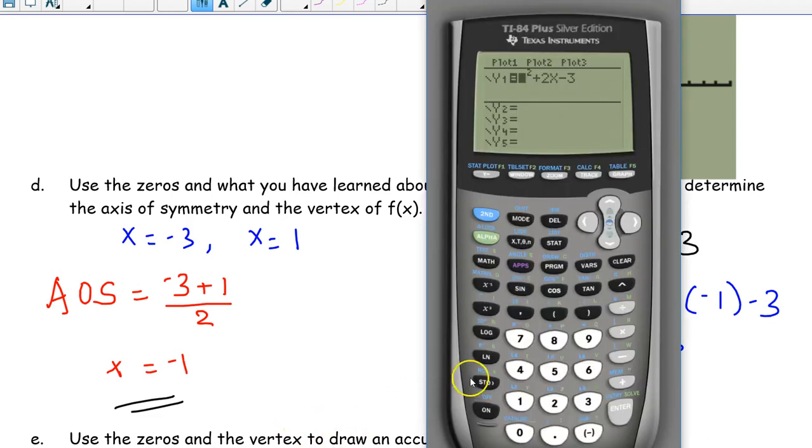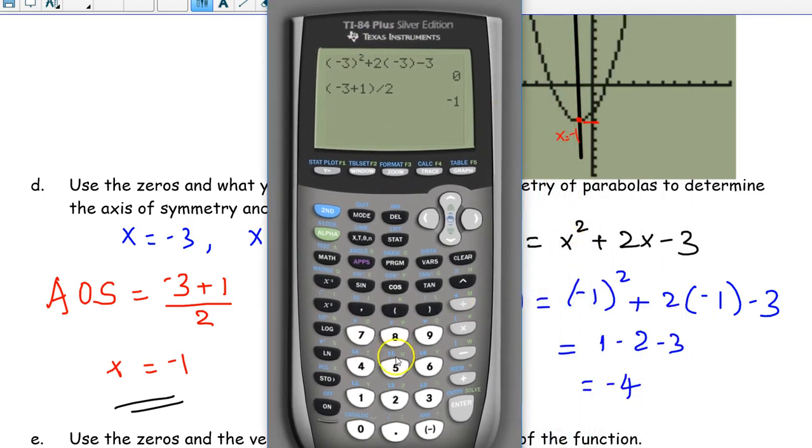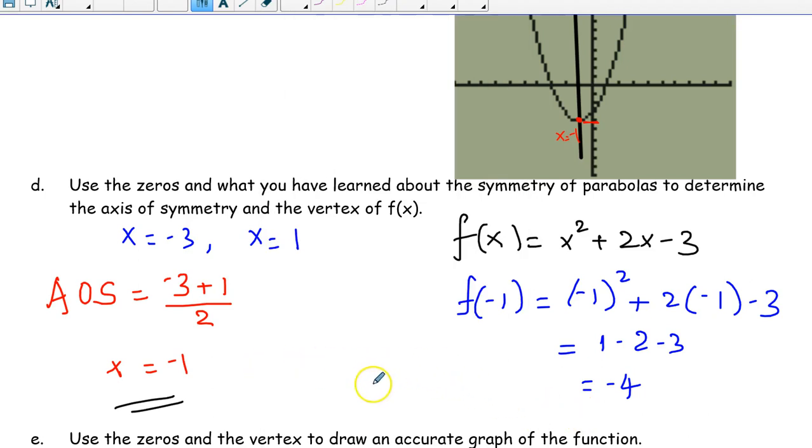Or just use your calculator. Let me clear up everything. Open bracket -1 close, square, plus 2 times open bracket -1 close, minus 3, hit enter, -4. Right? So for x is equal to -1, the value of y is -4.